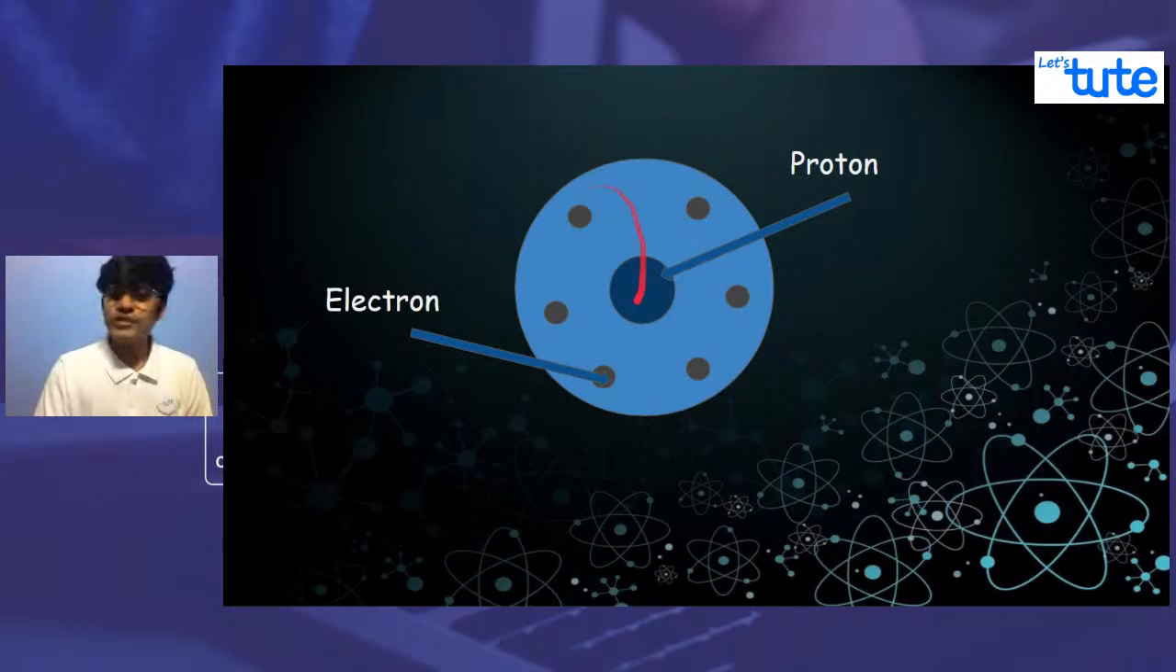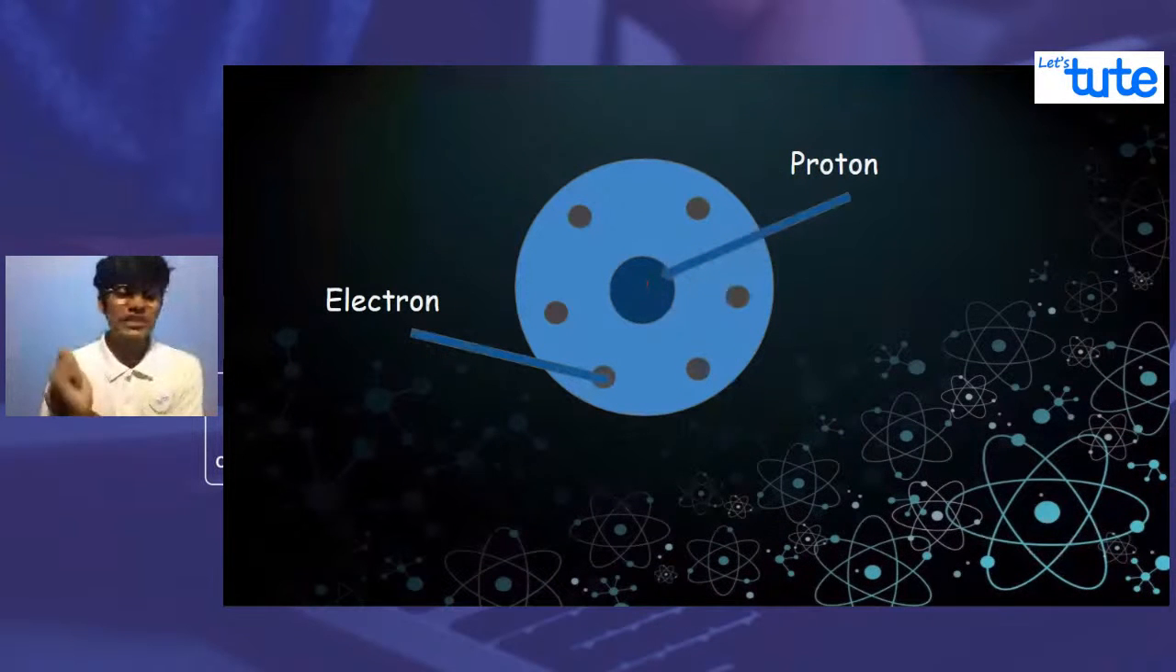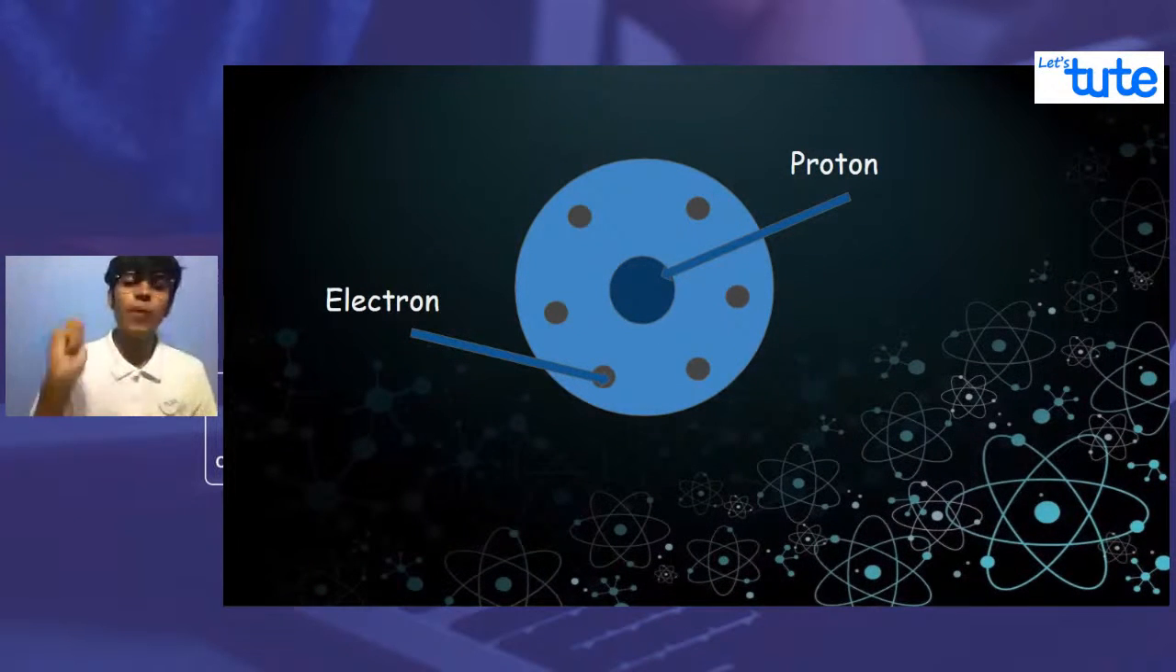So I hope you got this. If electrons are negative and radiating energy while revolving around the nucleus, ultimately they would fall into the nucleus. So what was the explanation? Rutherford wasn't able to explain it. This was a major drawback of Rutherford's model.